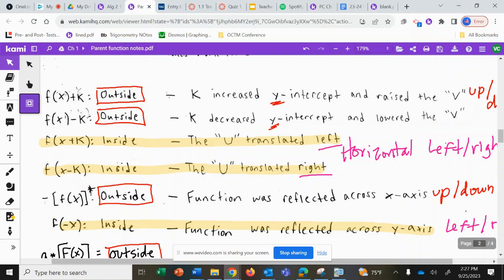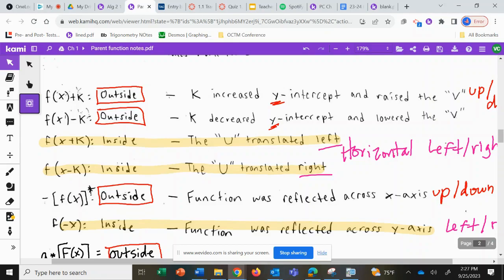Anything outside, we're going up or down. We could be going up, we could be going down. When there was a negative number, a -1 on the outside, that was a reflection up or down. Then if it was on the inside of the function, that affected left or right. That is always the same. If it's on the outside, up or down. If it's on the inside, left or right.